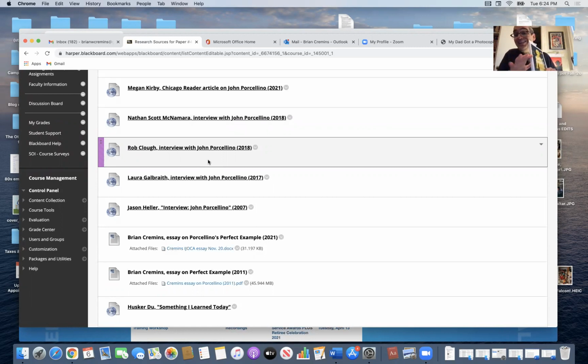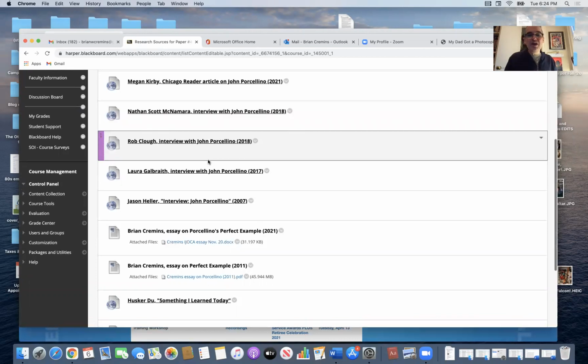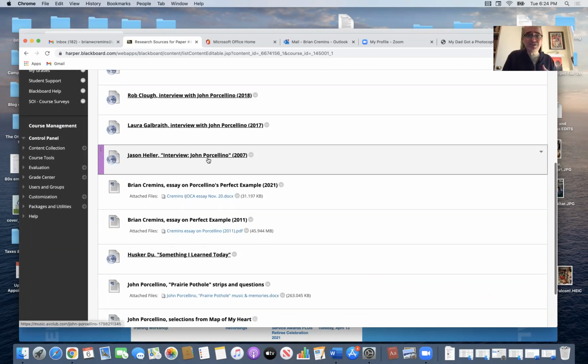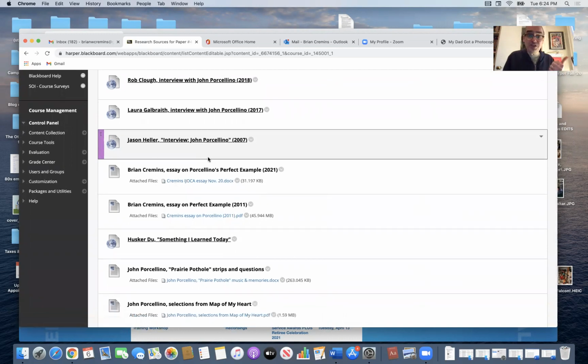So the Clow one kind of lays out for you exactly why he wrote the book, and so it's very much more specific about the book itself. The Laura Galbraith article is about his Buddhism, about his Zen Buddhism and his Zen practice and how that shaped him as an artist. So really interesting.